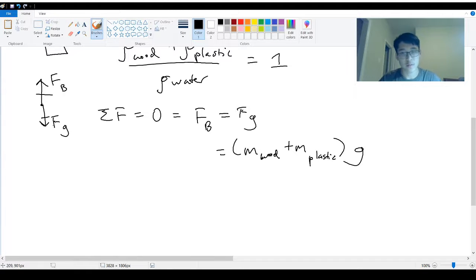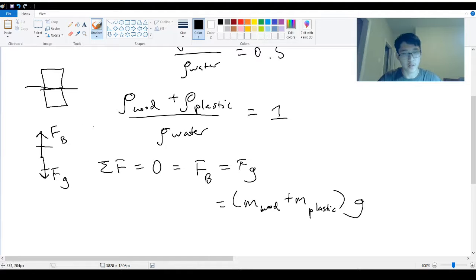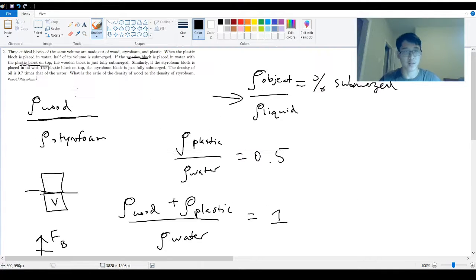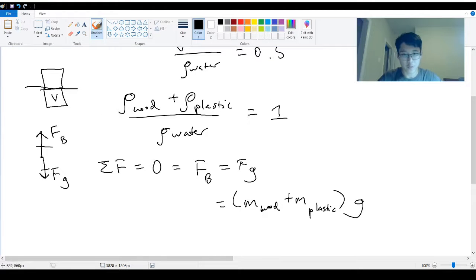The force of buoyancy is actually the weight of the water that's displaced, right? So how much water is displaced? Well, this entire volume that's underneath the water is being displaced, and we know this because it says all three cubical blocks are made of the same volume. So if we call each of the volumes V, then the amount of water displaced is V.